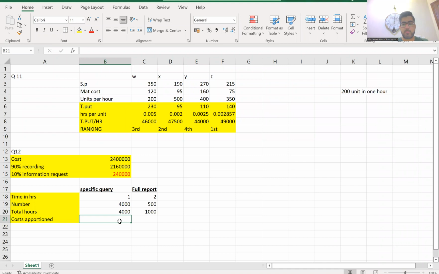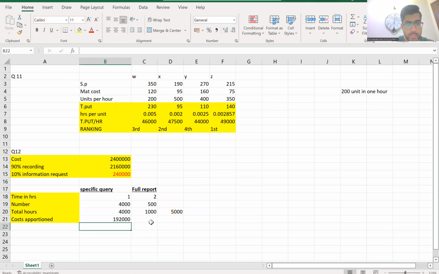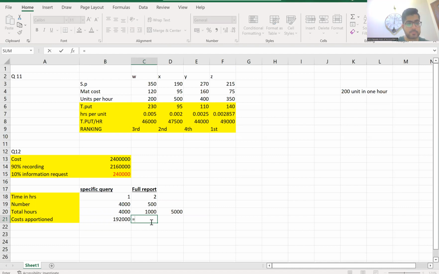So if cost is apportioned on the basis of time, the time of specific query is 4,000 out of total hours of 5,000. Okay, if you apportion cost on the basis of hours, the total hours are 5,000, right? So if you apportion cost on specific query, the specific query time is 4,000 divided by total 5,000 into how much cost? 240,000, 192,000. And on full report, how much cost is apportioned?